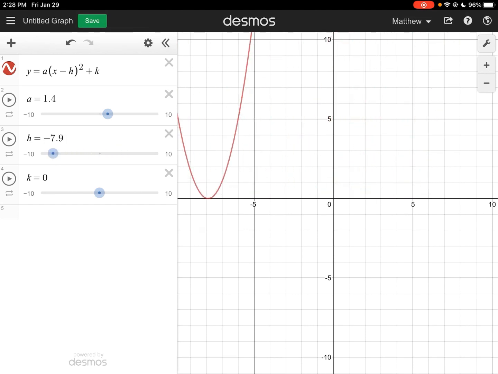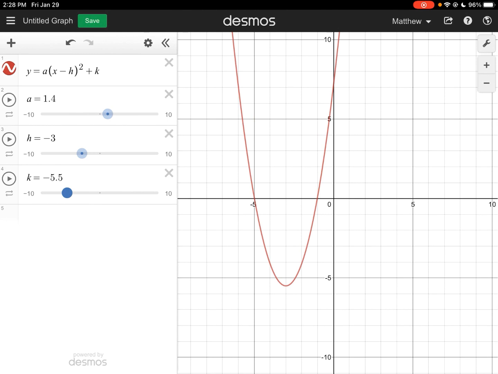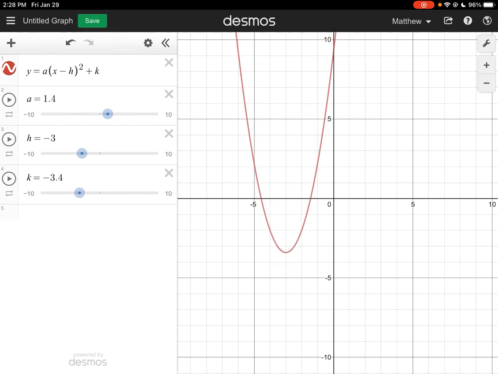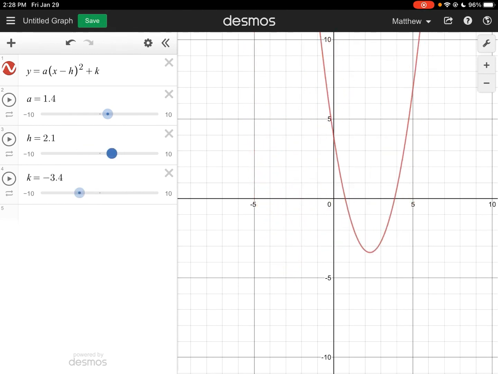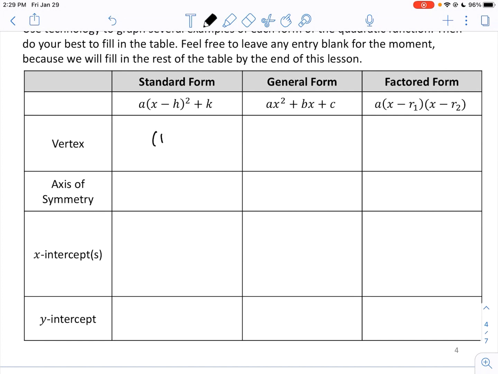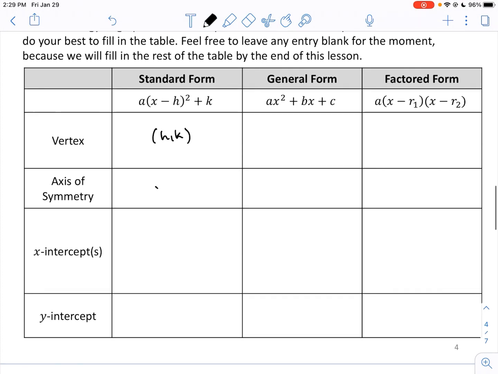When h is negative, it goes left. And k goes in the direction we expect. So when it's plus a positive number, it will shift it up. If it's plus a negative number, it will shift it down. So the h and the k actually reveal the vertex. Okay, so back to our table, the vertex will just simply be (h, k). The axis of symmetry will be x equals h. It's always the x-coordinate of the vertex.